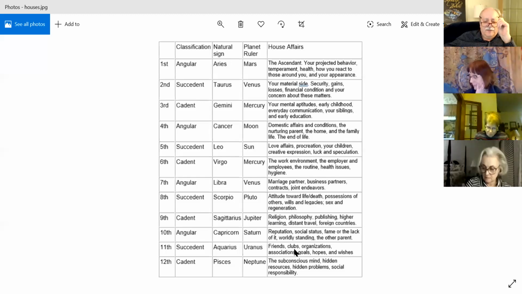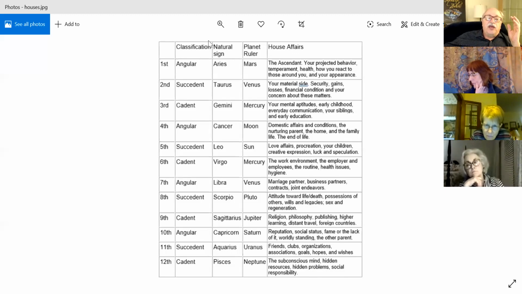All right, 12th house. They're being kind here. The subconscious mind, hidden resources, hidden problems, social responsibility, jails, prisons, self undoing. The biggest thing through history, the 12th house is known for self undoing, alcoholism, being thrown in jail. Those old places where teenagers have babies and they hide them out in the woods, these little secret places, till they have mental institutions.